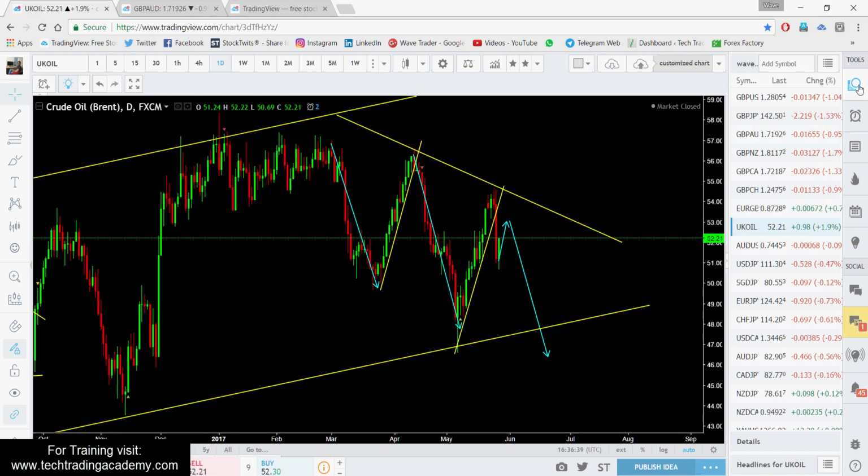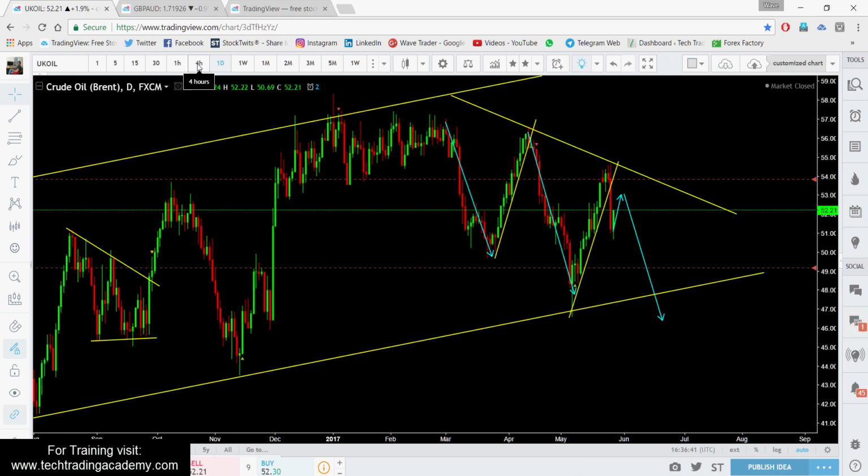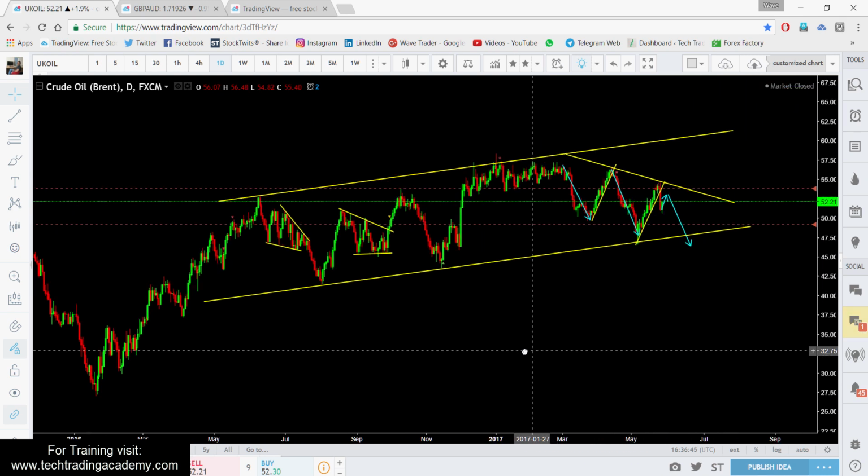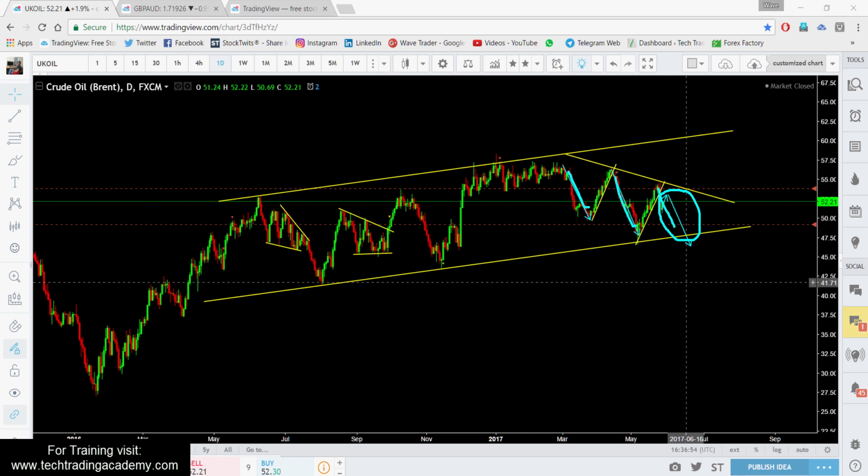UQL. The UQL started to fall. Let me show you the formation. Yeah, this is the formation. So we are looking for this trade. This trade: impulse, impulse, and another impulse is appearing over there.